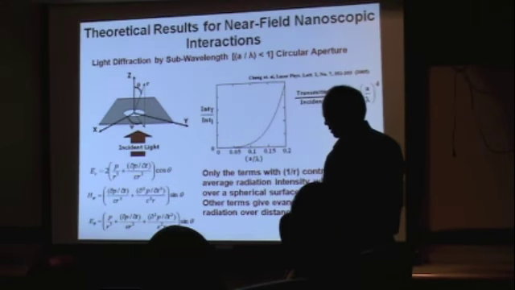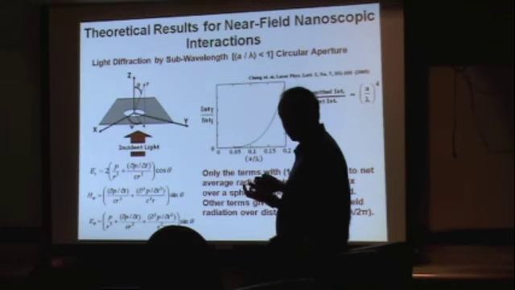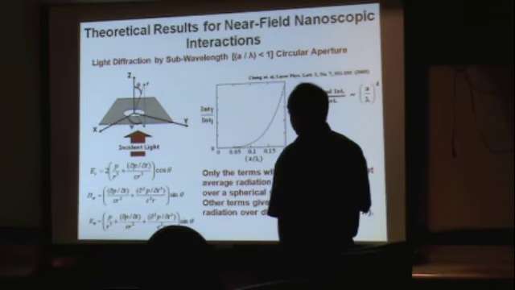And this expression is just to tell you that indeed there are field components that we normally don't see, but if you are very close to the aperture, then of course you start seeing it, and then you can use it for applications.